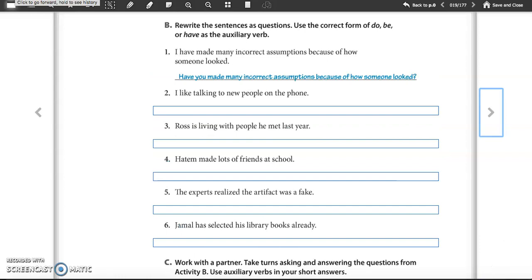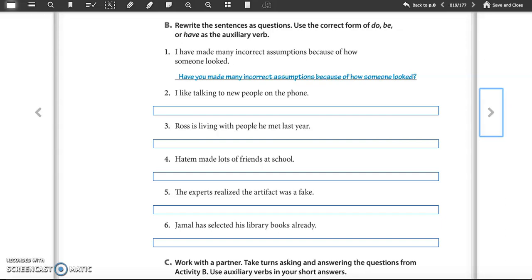Exercise B is similar, but this time you don't need to make negatives, you need to make questions. Again, you're using the auxiliary verbs do, be, or have. So the first one says, I have made many incorrect assumptions because of how someone looked. To make this a question, you can say, have you made many incorrect assumptions because of how someone looked?